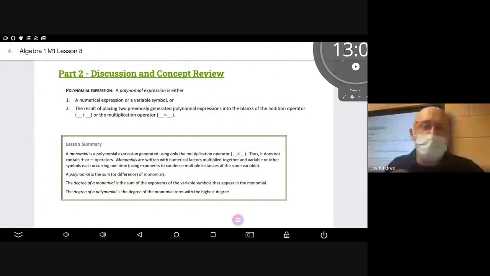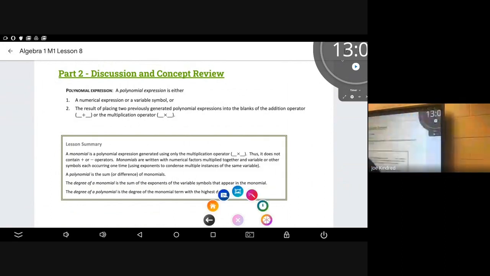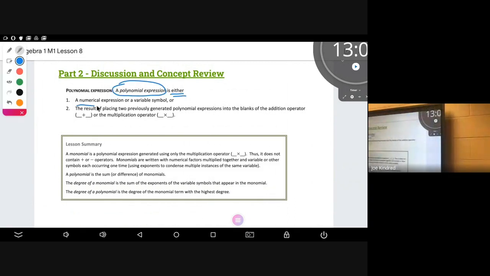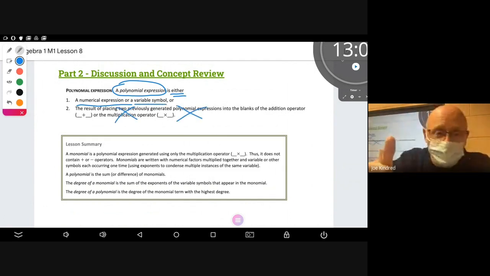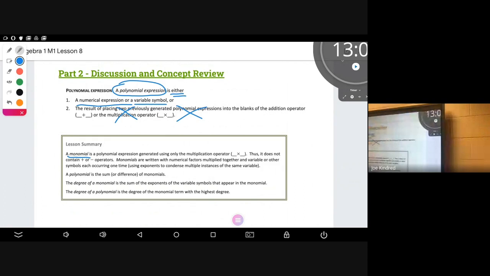Okay, so we finished with the concept review. Keep in mind that a polynomial expression is either a numeric expression or a variable symbol. In particular, monomial means one term. Polynomial means many. And I want you to underline in your notes, the degree of a monomial is the sum of the exponents of the variable symbols that appear, and the degree of a polynomial is the degree of the monomial term with the highest degree.